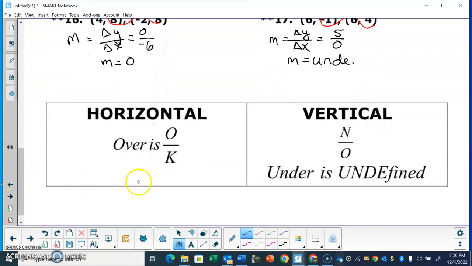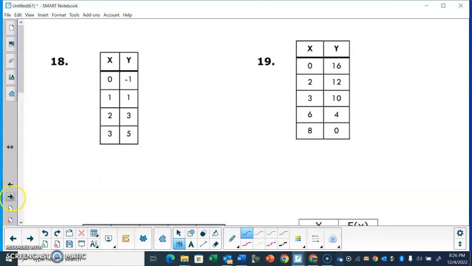Okay, so a little reminder here. 0 over a number is okay. Vertical: a number over 0 is undefined. So it's no good. So this one's okay, this one is no, just to remember. Help you guys out.